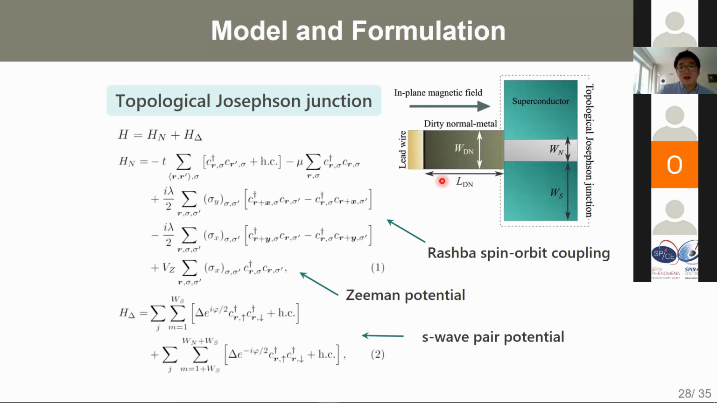We use the BdG Hamiltonian to describe the topological Josephson junction. It's quite complicated, so I just want to talk about the essence of this Hamiltonian. At first, we can find the Rashba spin-orbit coupling term, which is naturally induced in a two-dimensional electron gas like a thin film semiconductor. We also find the Zeeman potential induced by the in-plane magnetic field in this direction. And we can also find two pair potential terms constructing the Josephson junction.